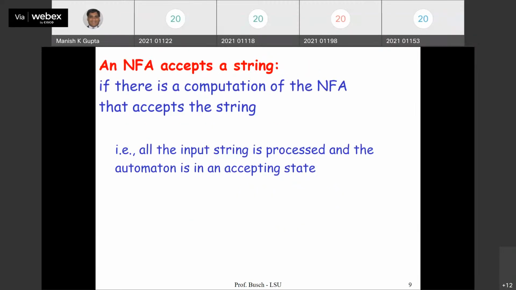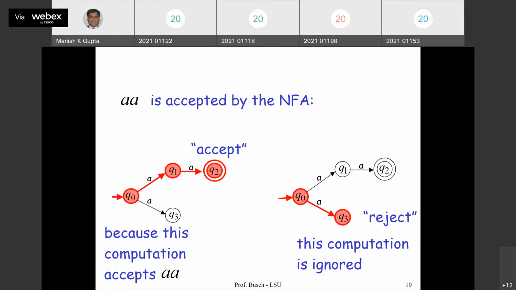So an NFA accepts a string if there is a computation of the NFA that accepts the string. That is, all the input string is processed and the automaton is in an accepting state in one of the computational paths, right? In one of the computational paths, then we accept. Got it? This is very important, a difference from DFA. So now you see that AA is accepted by this because this computation accepts AA, and that AA is rejected if you take the other path. So that computation is ignored.